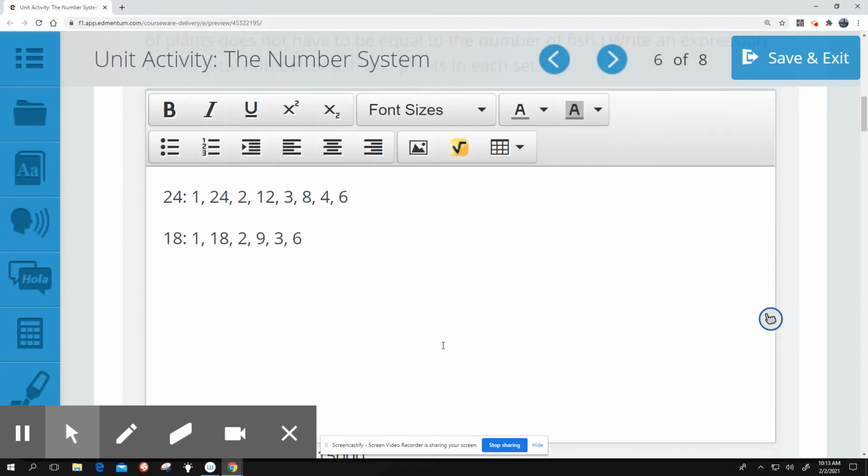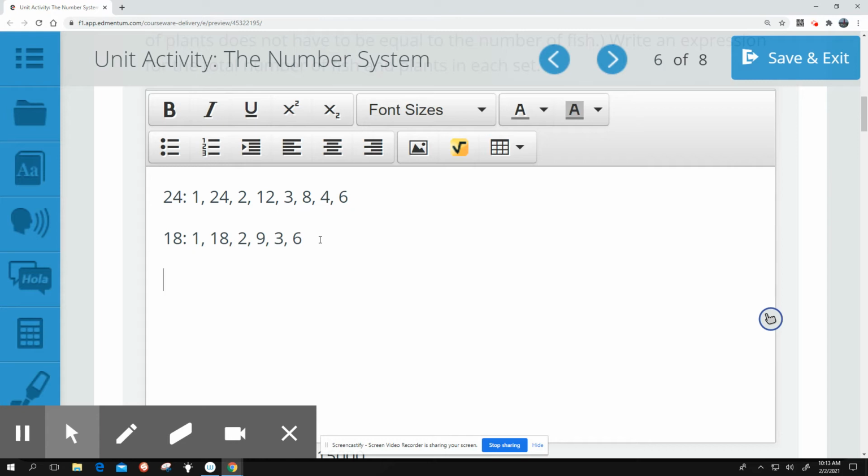We want to find the greatest common factor. What's the greatest common factor, Shaylin? So it's the biggest number that's in both lists. 6, right. So that means I'm going to have 6 sets, you guys, okay? So think about 6.